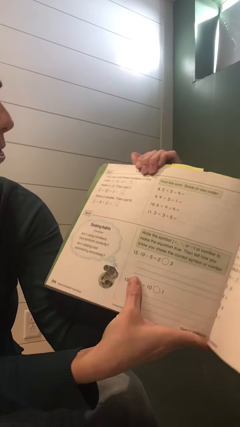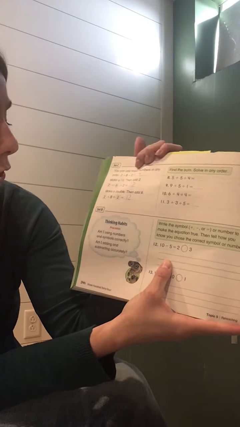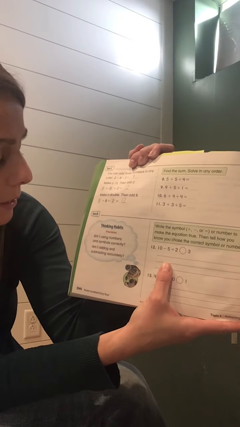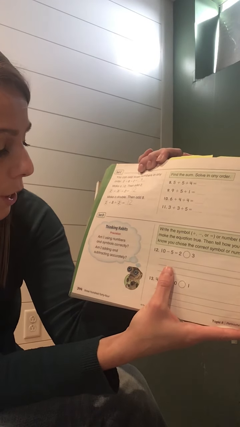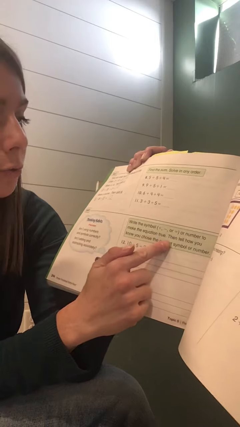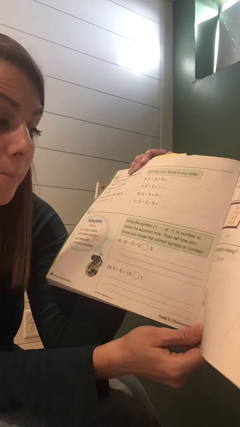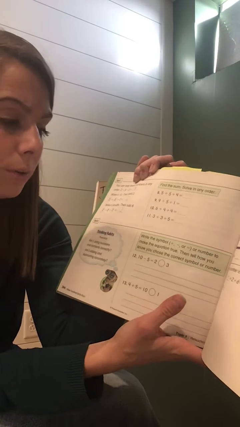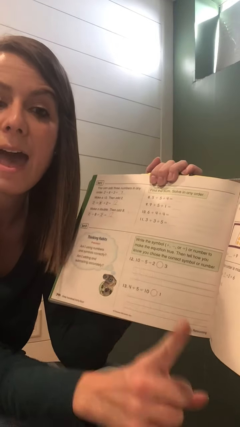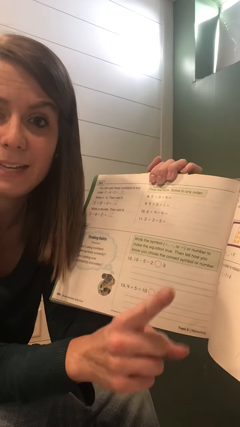Now down here, they want you to think about, are you using the numbers and the symbols correctly? Are you adding and subtracting accurately? So they want you to write the correct symbol or the number to make the equation true. And tell how you knew it, okay? Tell why you chose that.